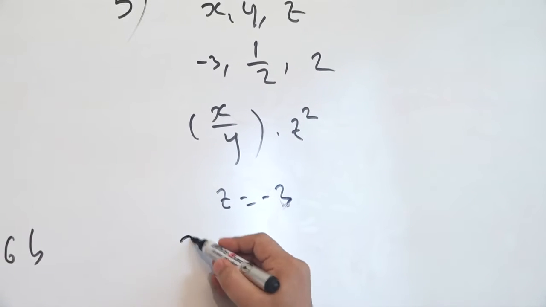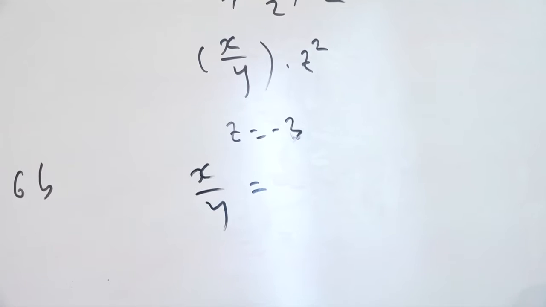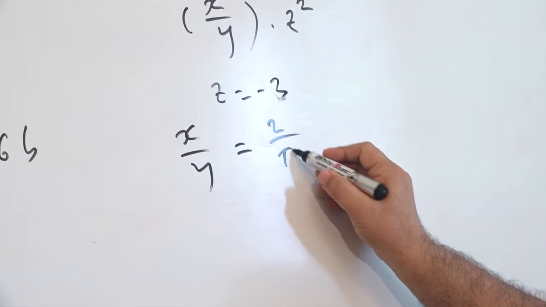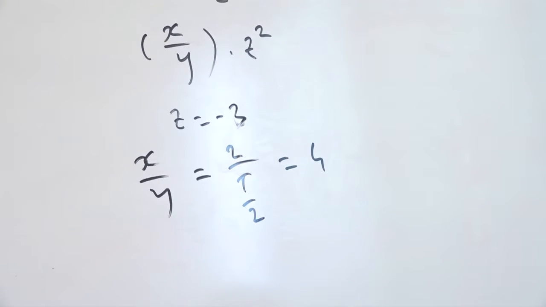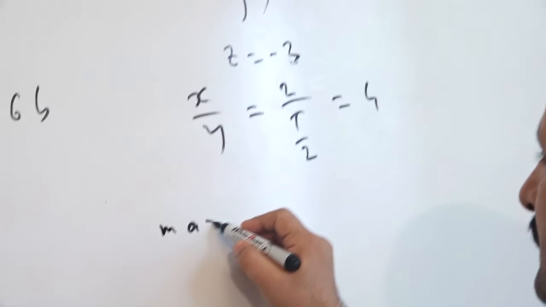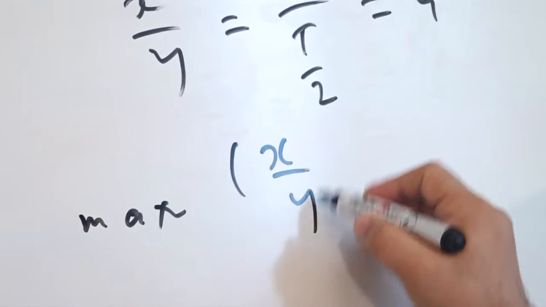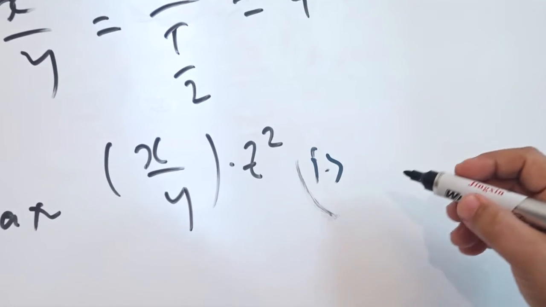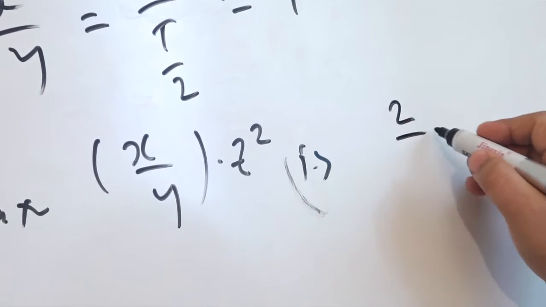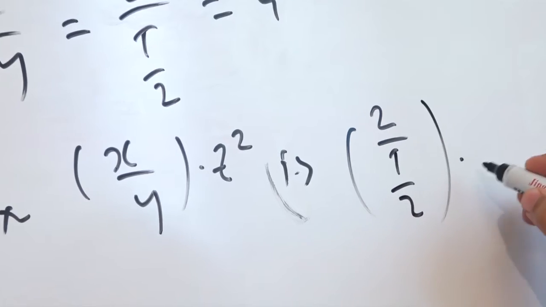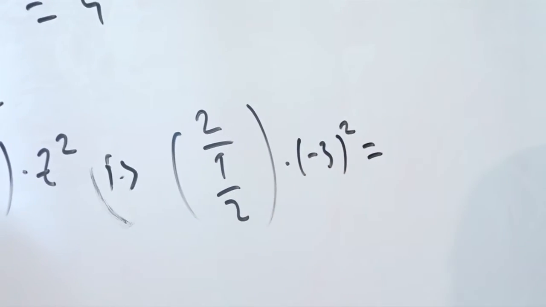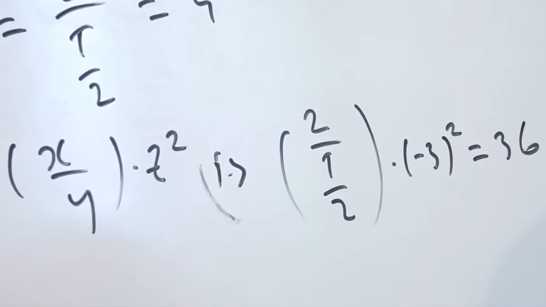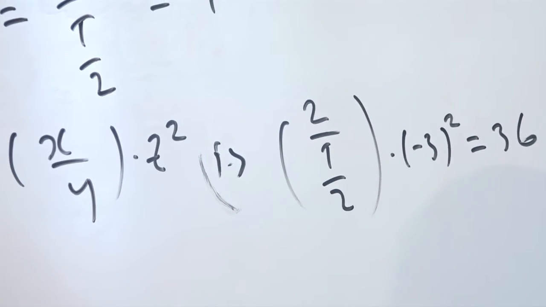Now, to make this division x over y maximum, we can choose x as 2, y as 1/2, so it will be 4. So the maximum of x over y times z squared is 2 over 1/2 times -3 squared, which is 36. Answer is D.